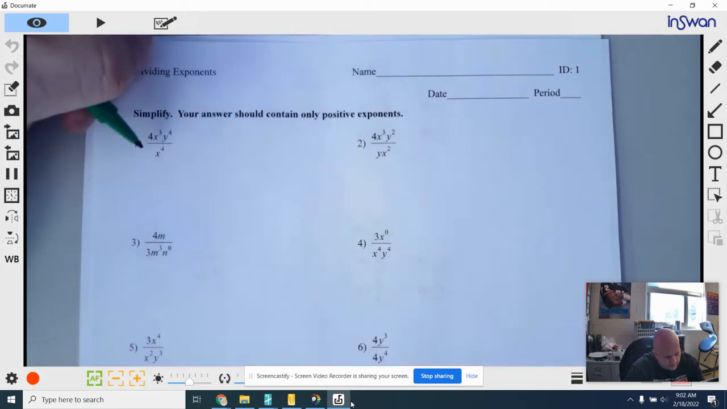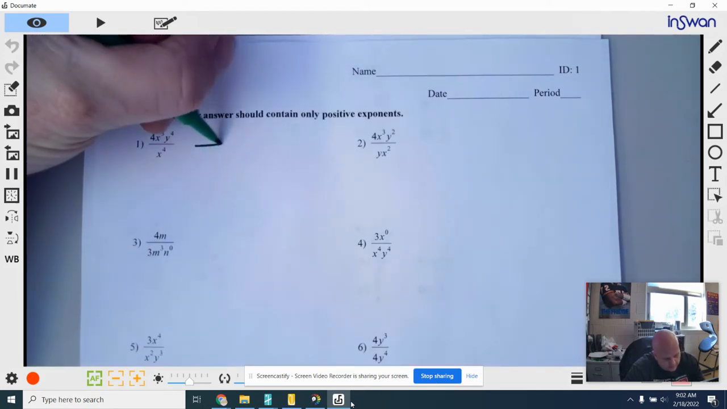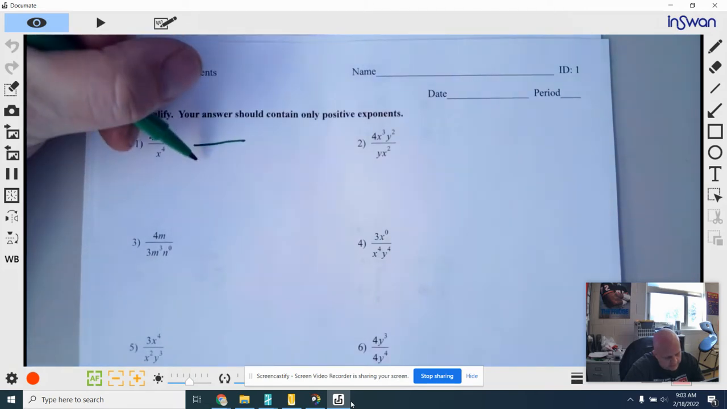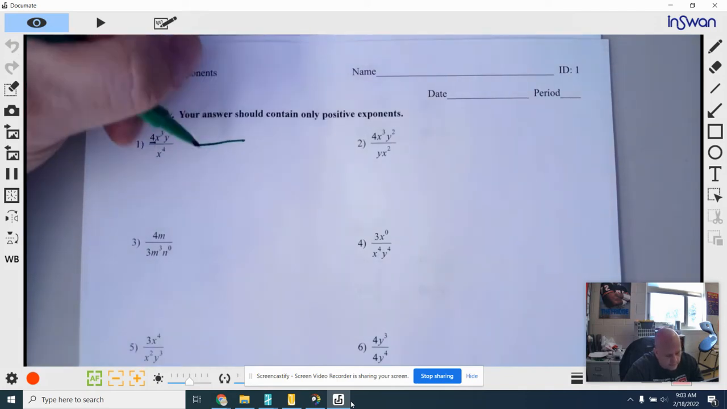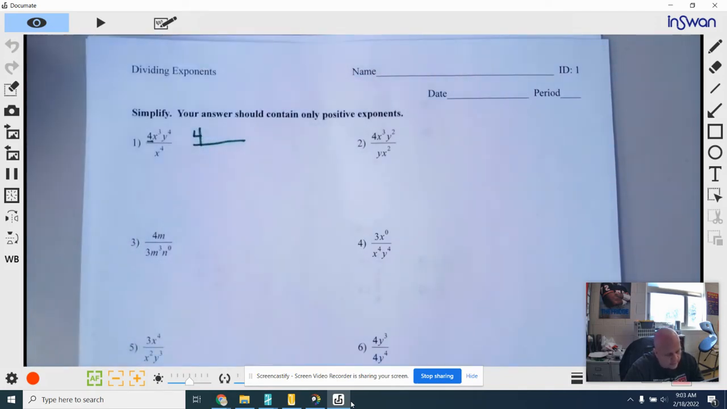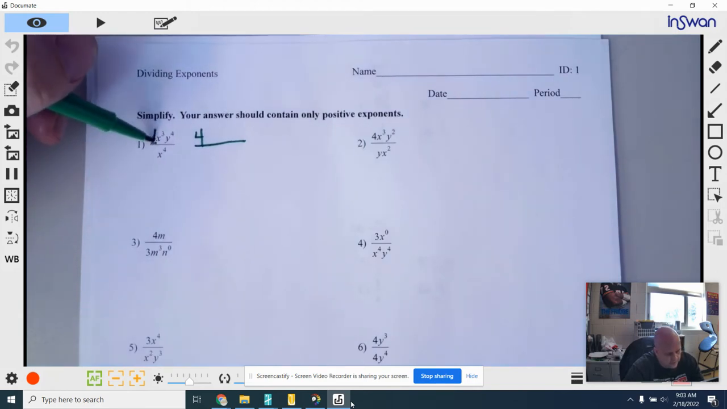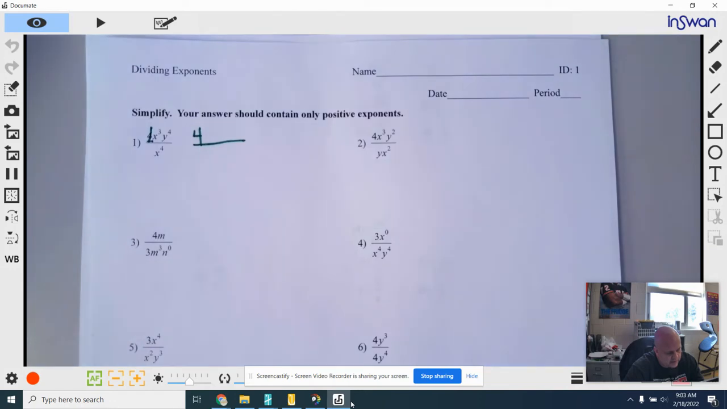Okay, so if I look at number one, I got this top piece, got this bottom piece. And the first thing I want to identify is I want to look at my whole numbers and see if I can reduce those anyway. And I only have one whole number here. So that whole number is just going to be transferred over in the exact same spot because it can't cancel with anything. Okay. So I'm going to cross that off just so I know I used it.